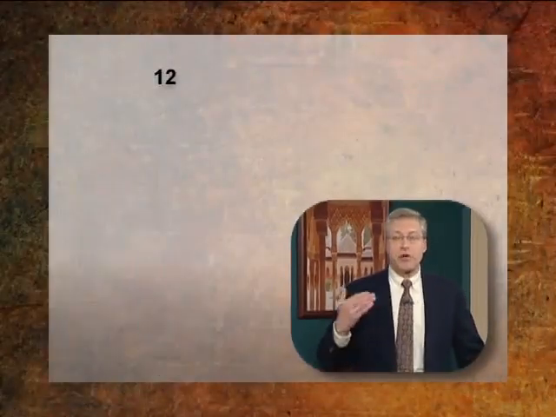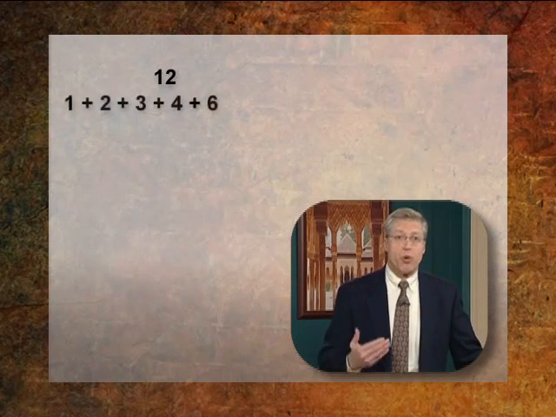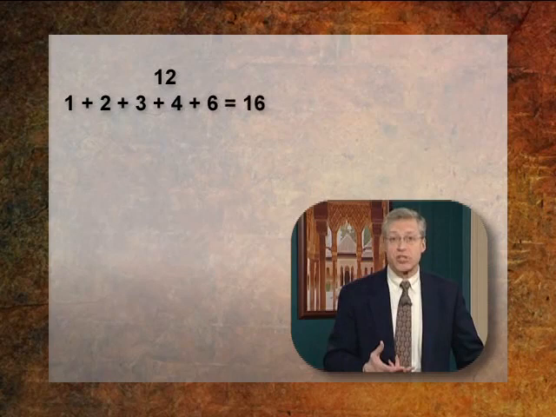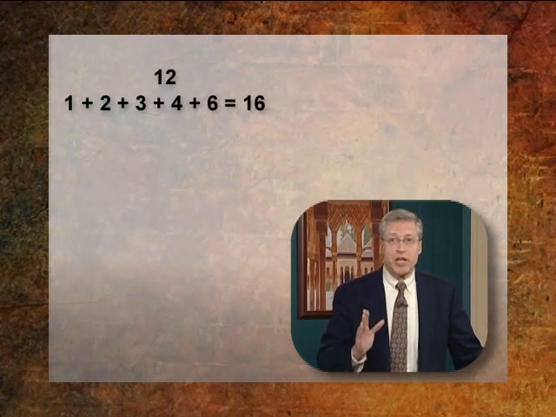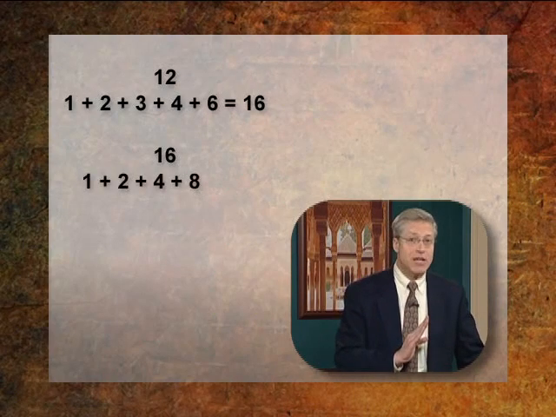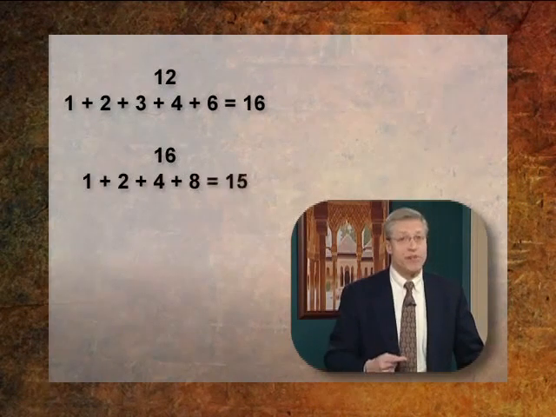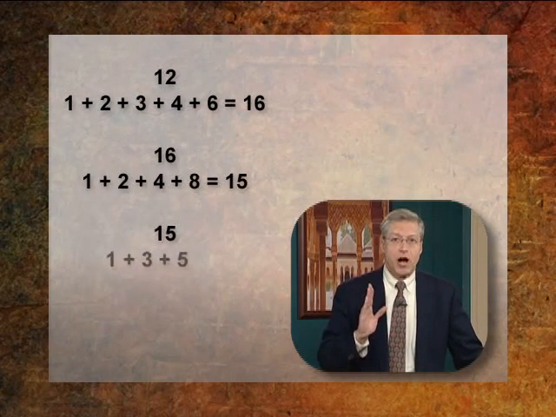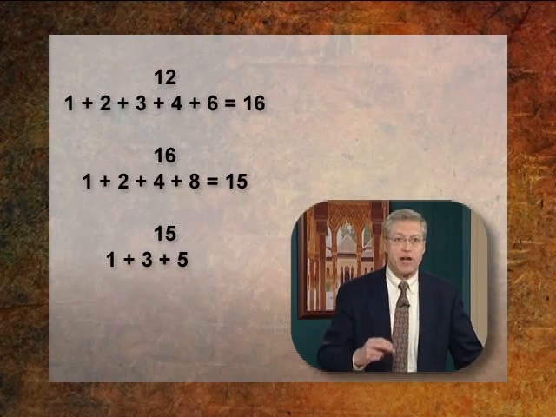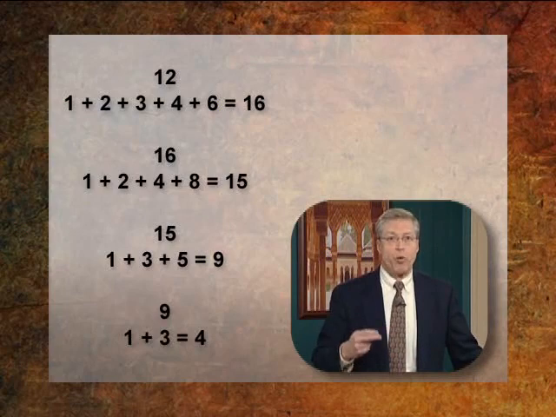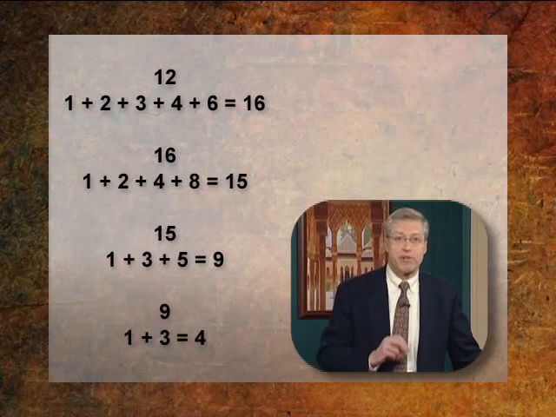then repeat this process. So if I start with 12, its proper divisors are 1, 2, 3, 4, and 6. If I add those up, I get 16. If I now take the proper divisors of 16, those are 1, 2, 4, and 8. If I add those up, I get 15. If I now take the proper divisors of 15, they are 1, 3, and 5. If I add those up, I get 9. The proper divisors of 9 are 1 and 3. They add up to 4.